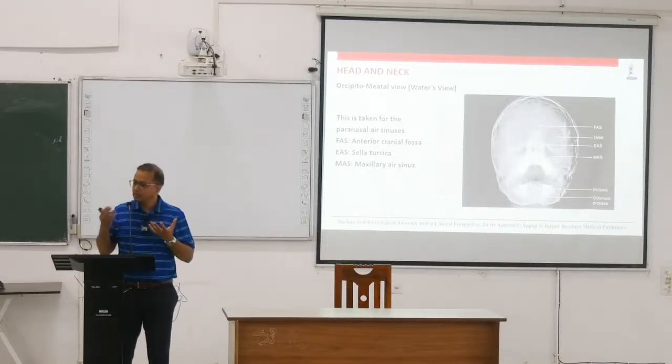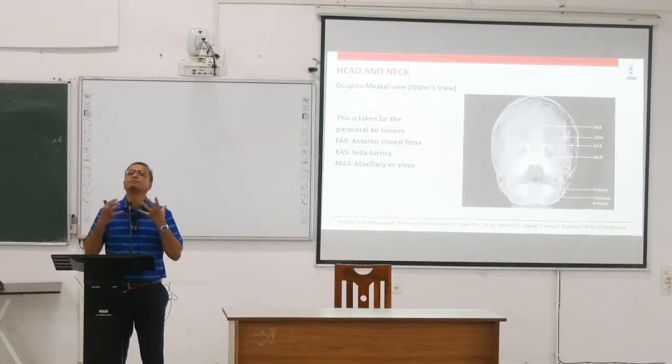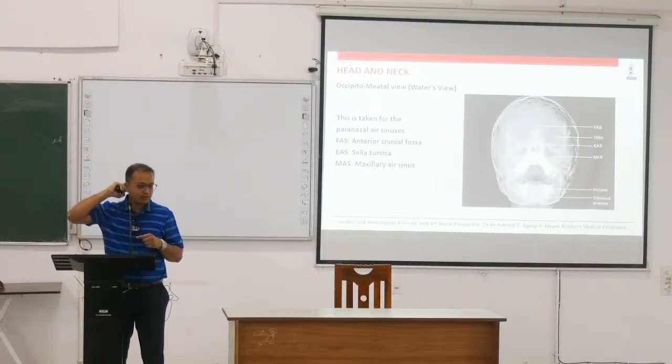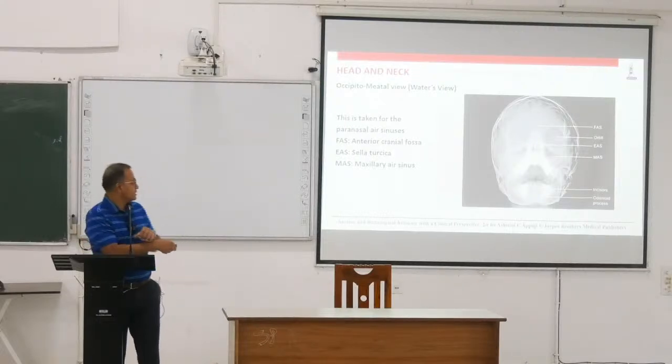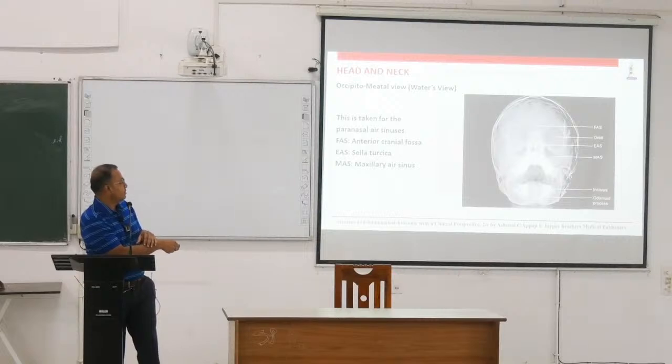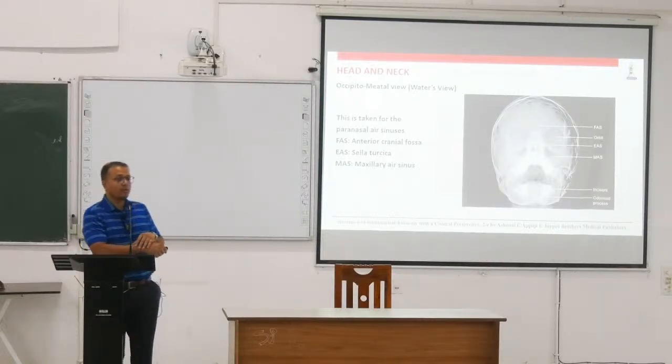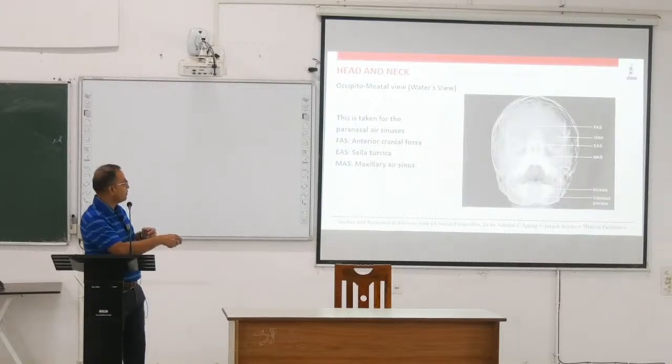Whenever this X-ray is taken, the person is asked to keep the mouth open and extend the neck, and the X-ray is thrown from the occipital to the mental region. That means it's coming from the back side, going towards the menti and cheek region, and the mouth is kept open. You can see the cavity of the mouth visible because the mouth is open. In this view, we explore very well the paranasal sinus present by the side of the nose, which is the maxillary sinus.